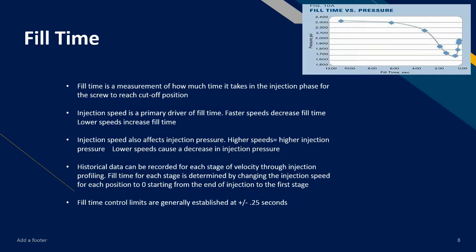Historical data can be recorded for each stage of velocity through injection profiling. Fill time for each stage is determined by the change in the injection speed for each position to zero, starting from the end of injection to the first stage. Fill time control limits are generally established at plus or minus 0.25 seconds.